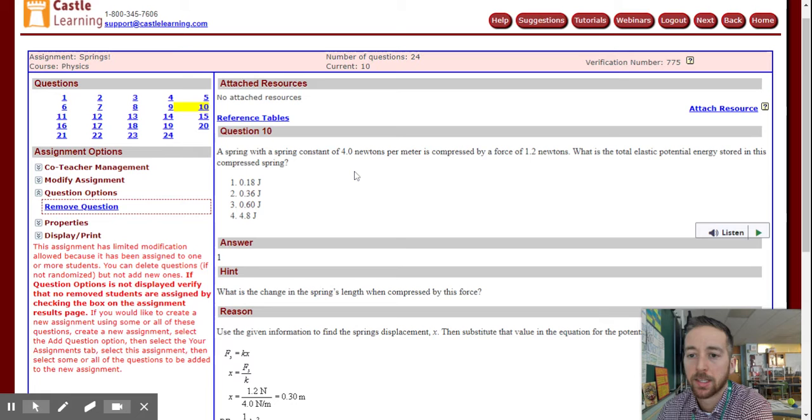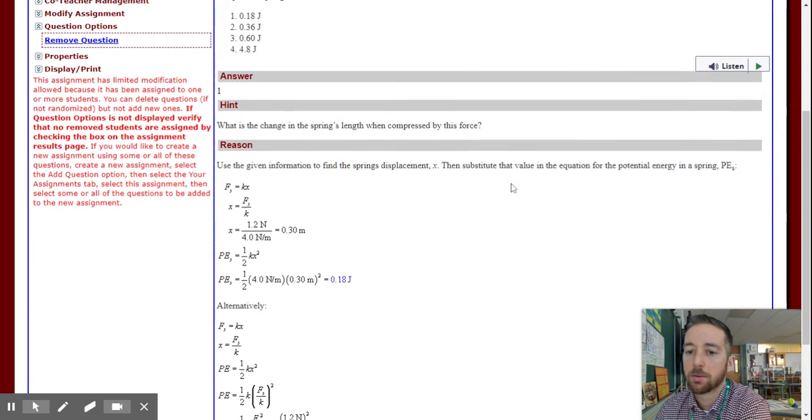Question 10. A spring with a spring constant of 4 newtons per meter is compressed by a force. What is the total elastic potential energy stored in this? So this is a two-stepper. The first thing we need to do is use Hooke's law to use the force and the constant to get the distance. Then we can use the spring constant and the distance we just found, that's where the 0.3 comes from, to plug into the energy equation.